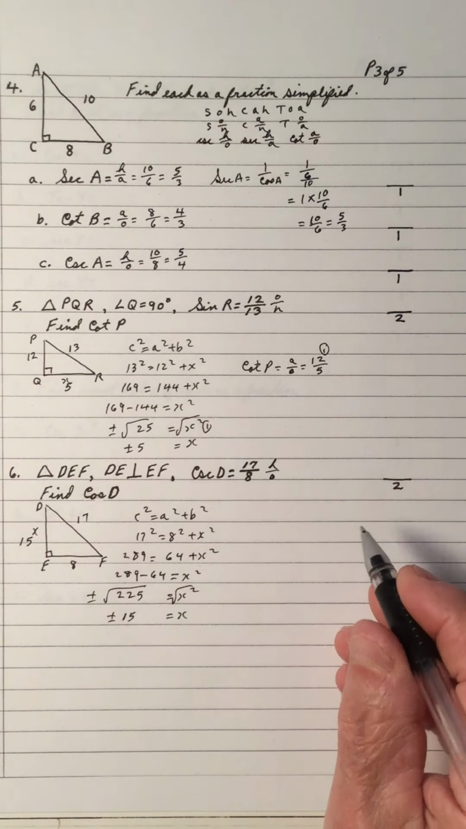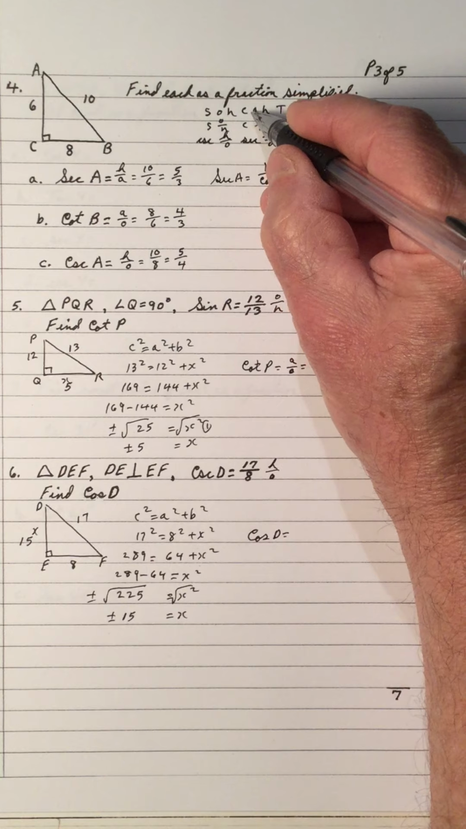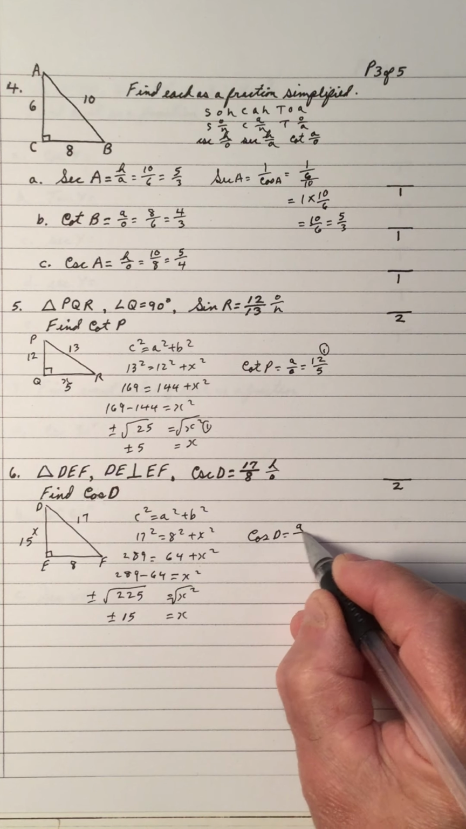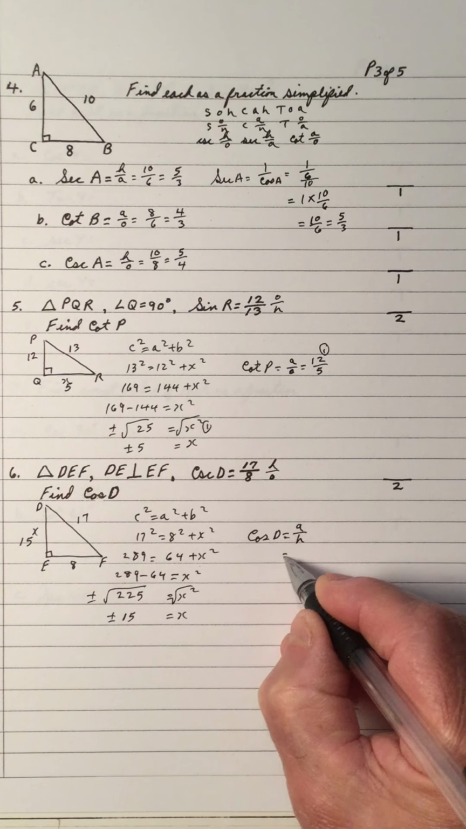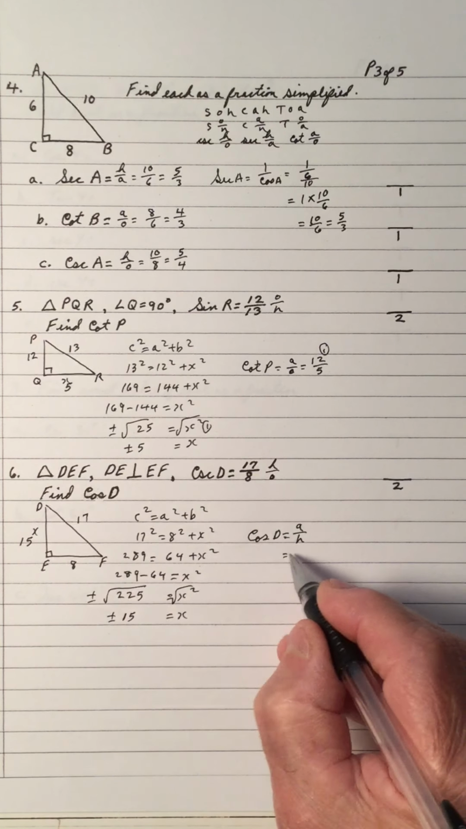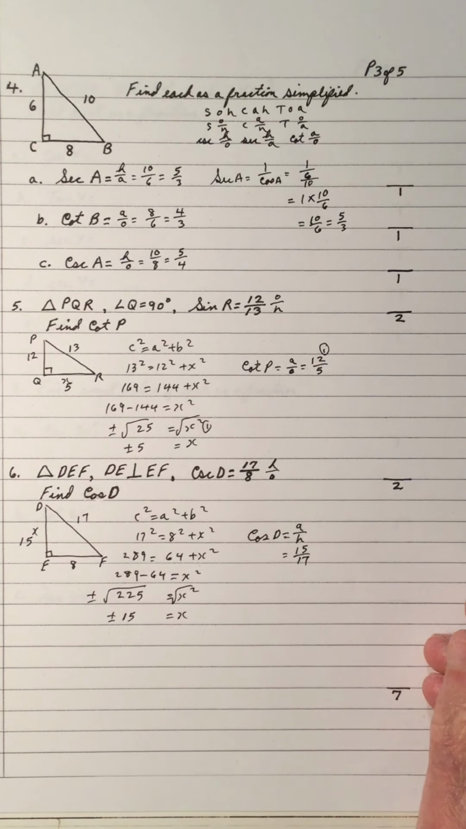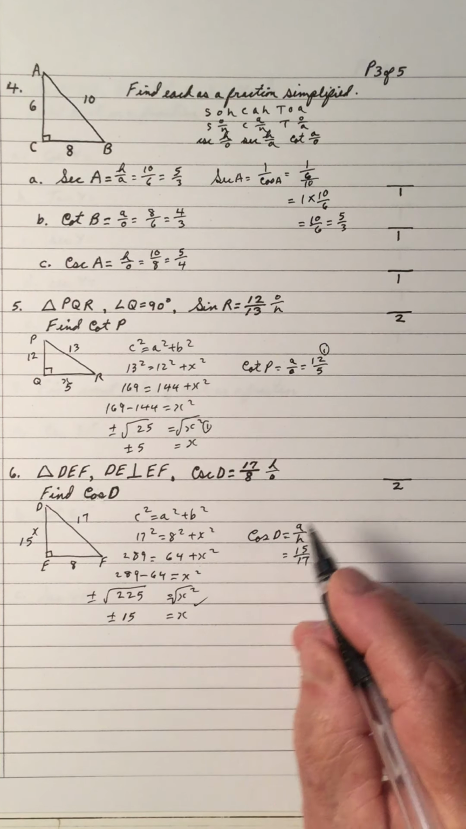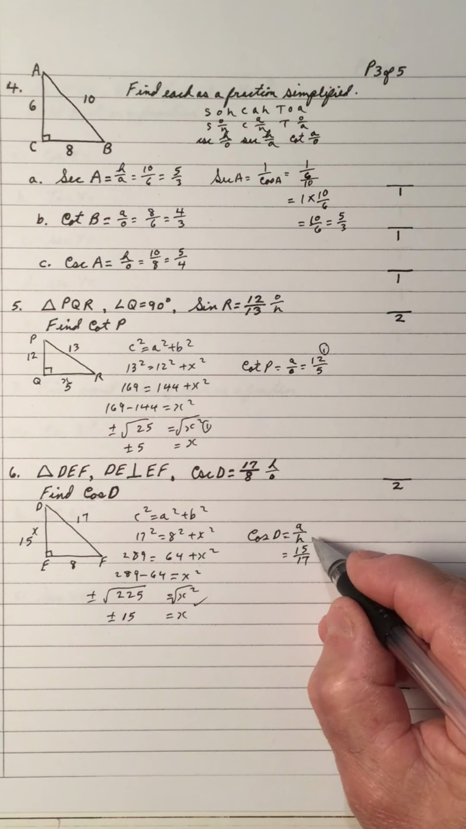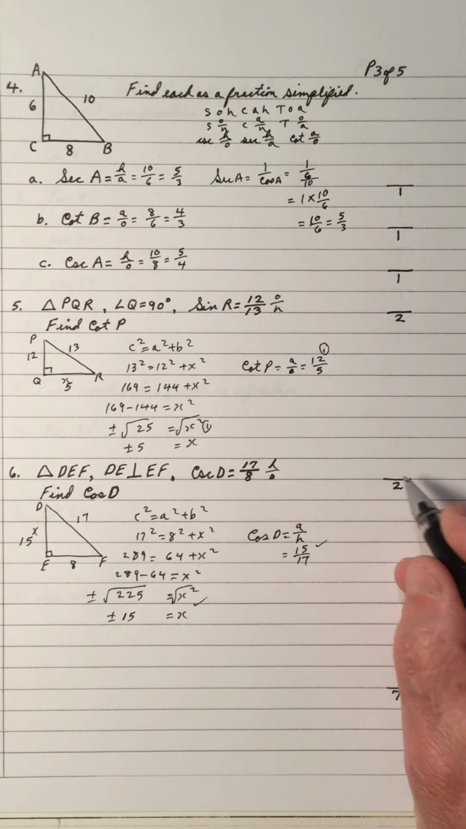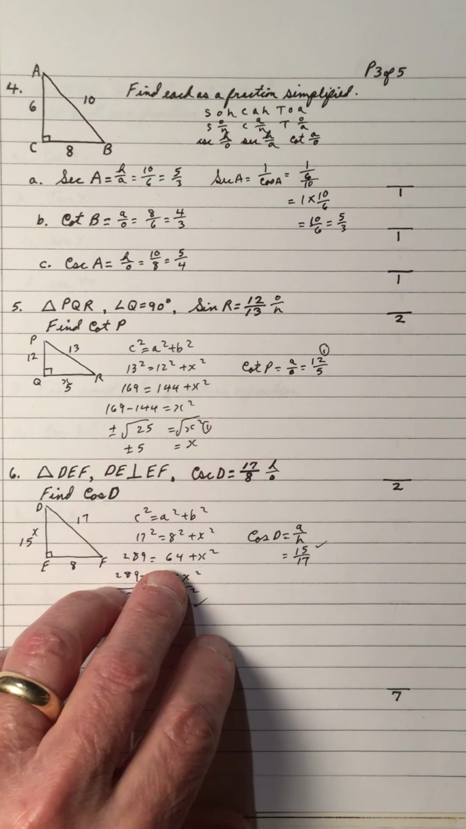And we have to find the cos of D. Cos is adjacent over hypotenuse. In relation to angle D, adjacent is 15. Hypotenuse is 17. So again, if you got this one, you got plus or minus 15, and a mark. If you got this, and a mark, 2 all together. Total up your page, it's a 7. Let's continue.